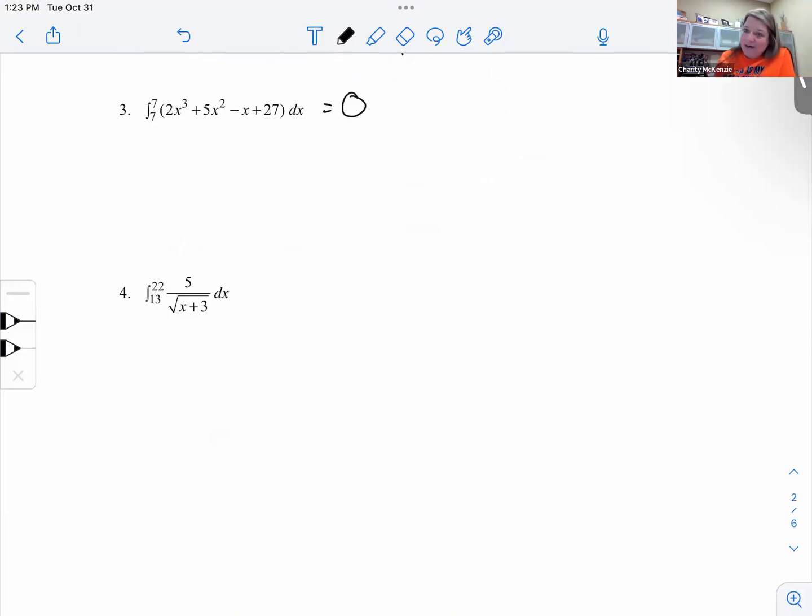Problem 4. Let's work on our antiderivative. Okay, this is a u substitution. So I'm looking at this, and the first thing I want to do is I don't like the square root. I want to write that with the 1/2. Plus, I don't like it on the bottom. So I'm going to rewrite this to be from 13 to 22. And I'm still having the 5. And then I'm going to bring up the x plus 3, and I'm going to write it to the negative 1/2 power. So the 1/2 is the square root, and the negative brings it upstairs, dx.